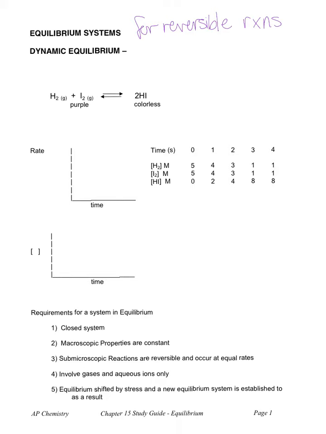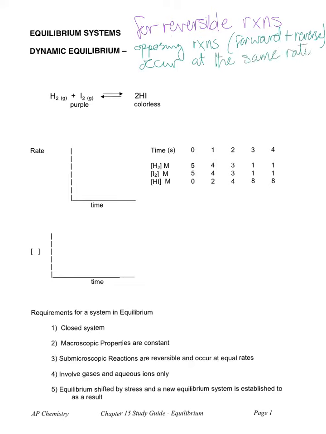So what is a dynamic equilibrium? That's when opposing reactions, so the forward and the reverse reaction, occur at the same rate. They're happening just as fast as each other. So opposing reactions, the forward and reverse, occur at the same rate.